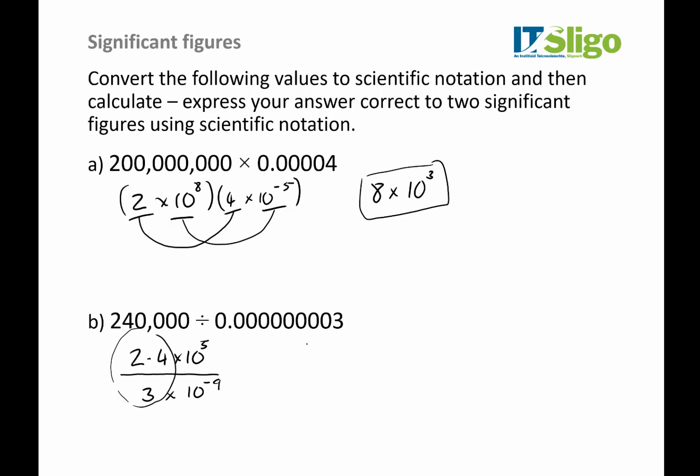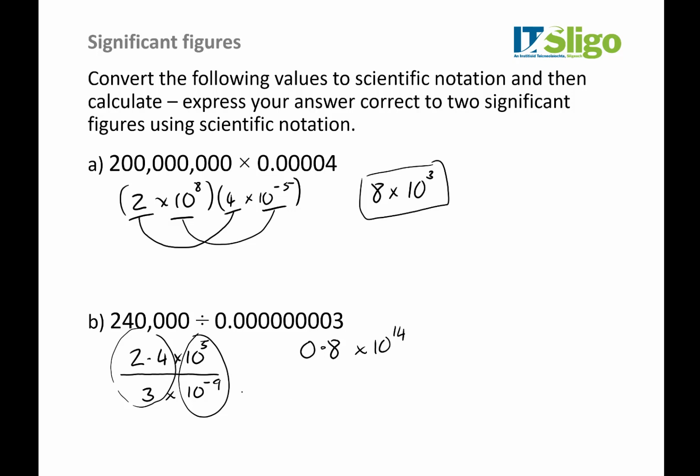2.4 divided by 3 is 0.8. Powers do what powers do. We have 10 to the power of 5 minus 9. So that gives me 10 to the power of 14.